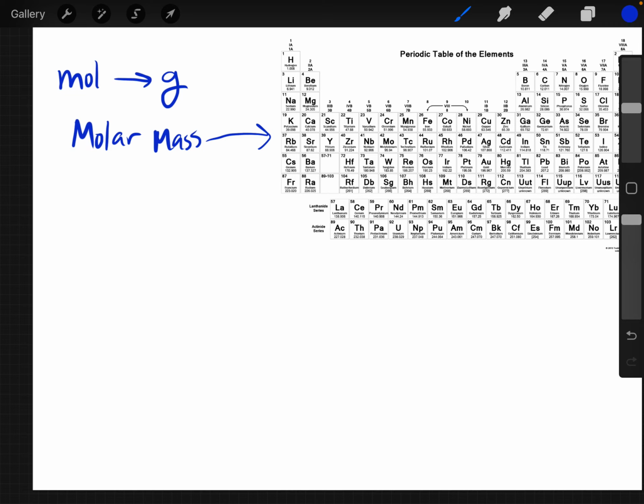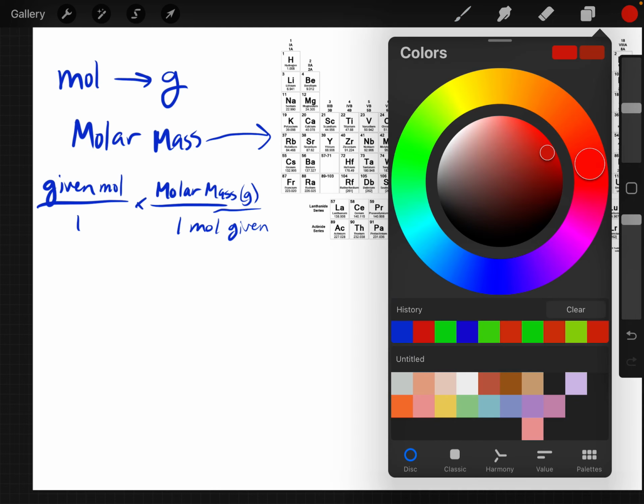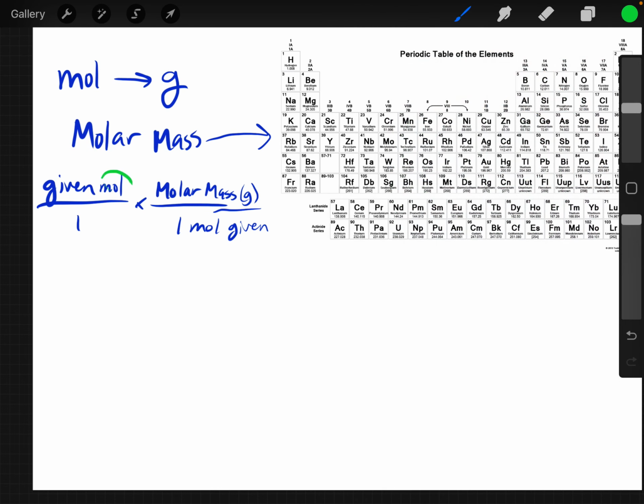So the math formula that you use here, you're always going to start with given substance in moles over 1, times your molar mass in grams over 1 mole of given. The reason why we put moles up here and moles down here is because we're trying to get rid of moles. If you have 1 mole on top and another mole on the bottom, they'll cancel out and you'll be left with grams, which is exactly what we're asking for.